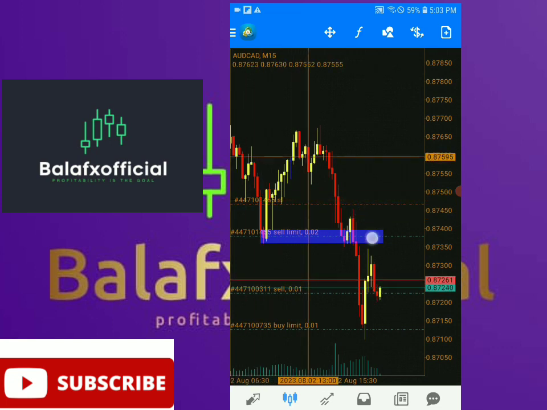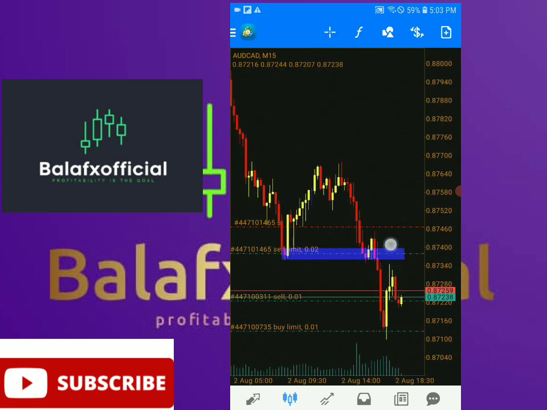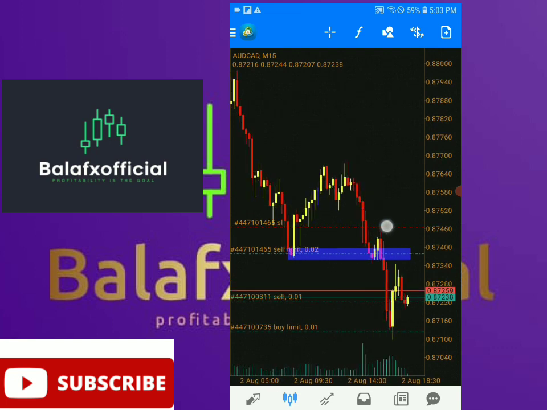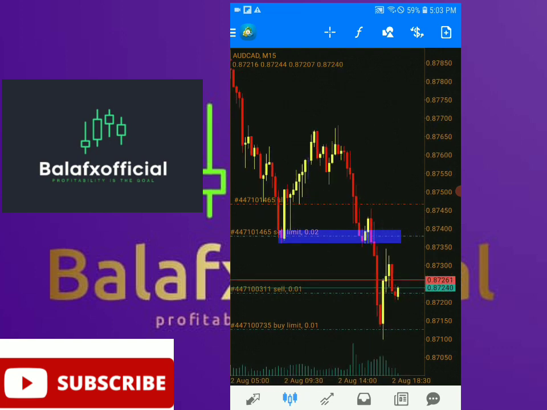If this market price reaches here and drops, I'll be in profit. But when price reaches here and breaks above this, it will make me lose a little amount of money instead of losing a huge amount of money. So this is the stop loss order, or this stop order.